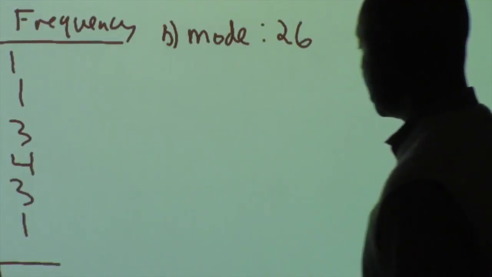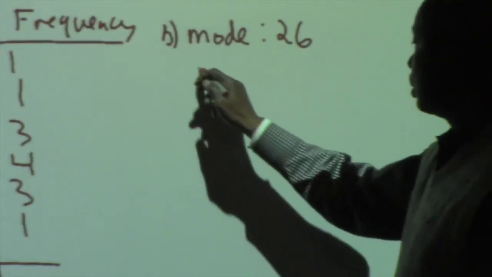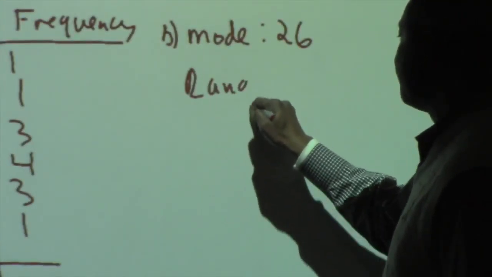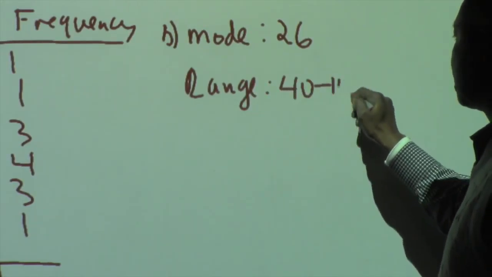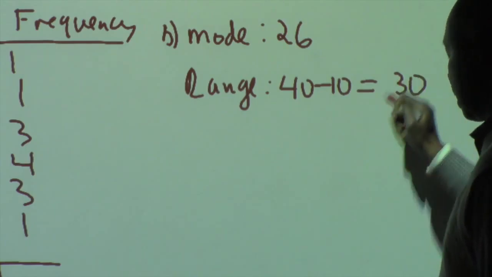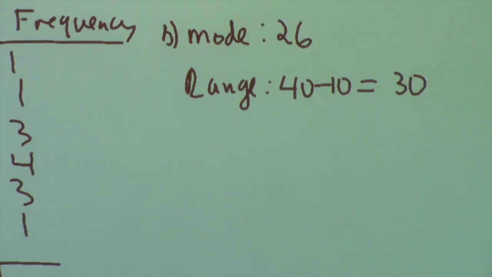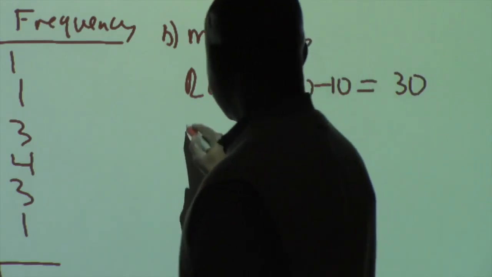The range. So what's the range of the scores here? The scores range from 40 to 10. And so that was 30. All right? So what else did he want us to find? More the range and the median, I guess.